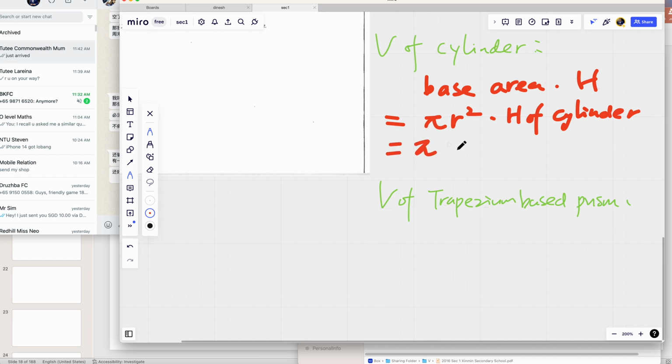So therefore, your r is equal to 10, which you have found above. The h is 35. So they say pi. What value of pi you take?